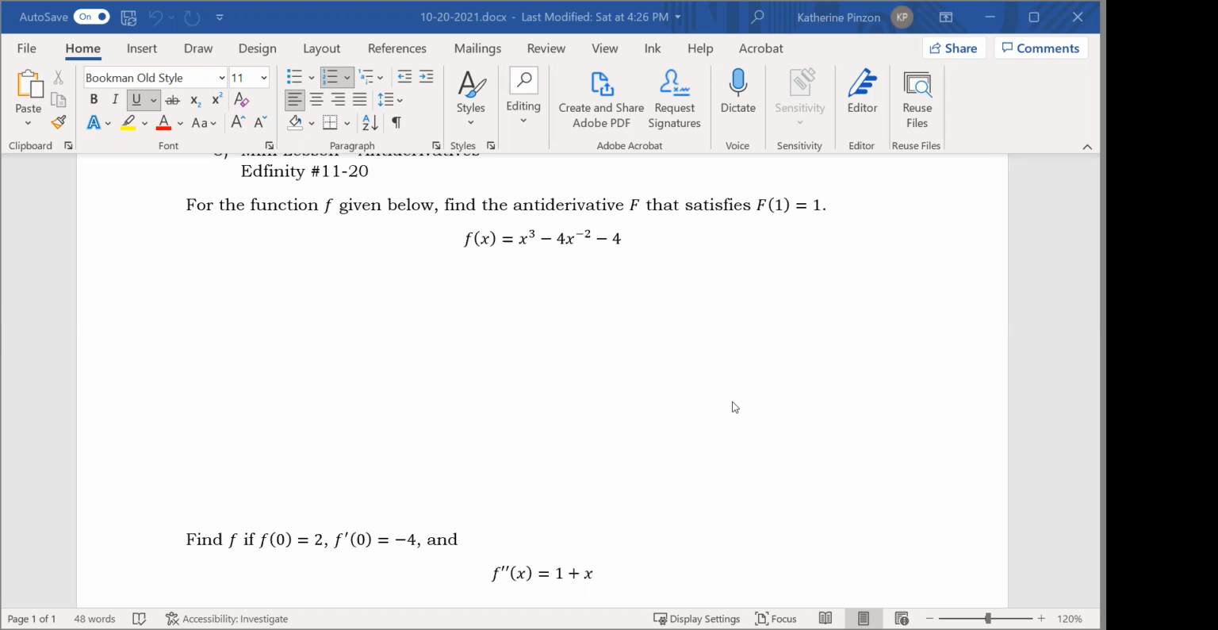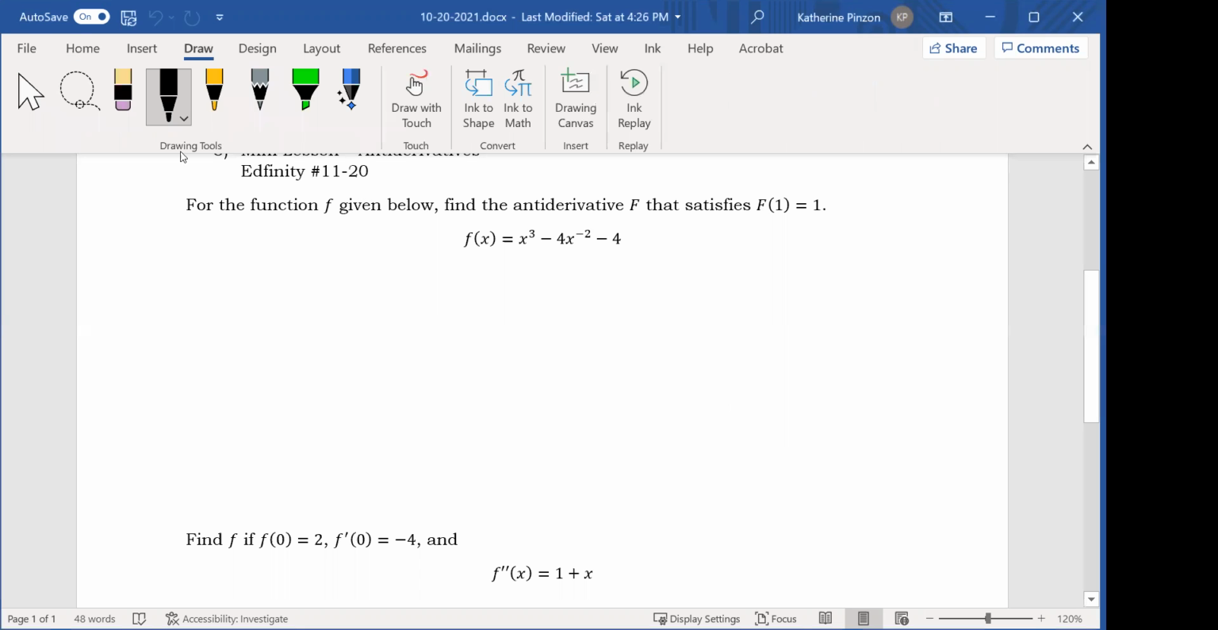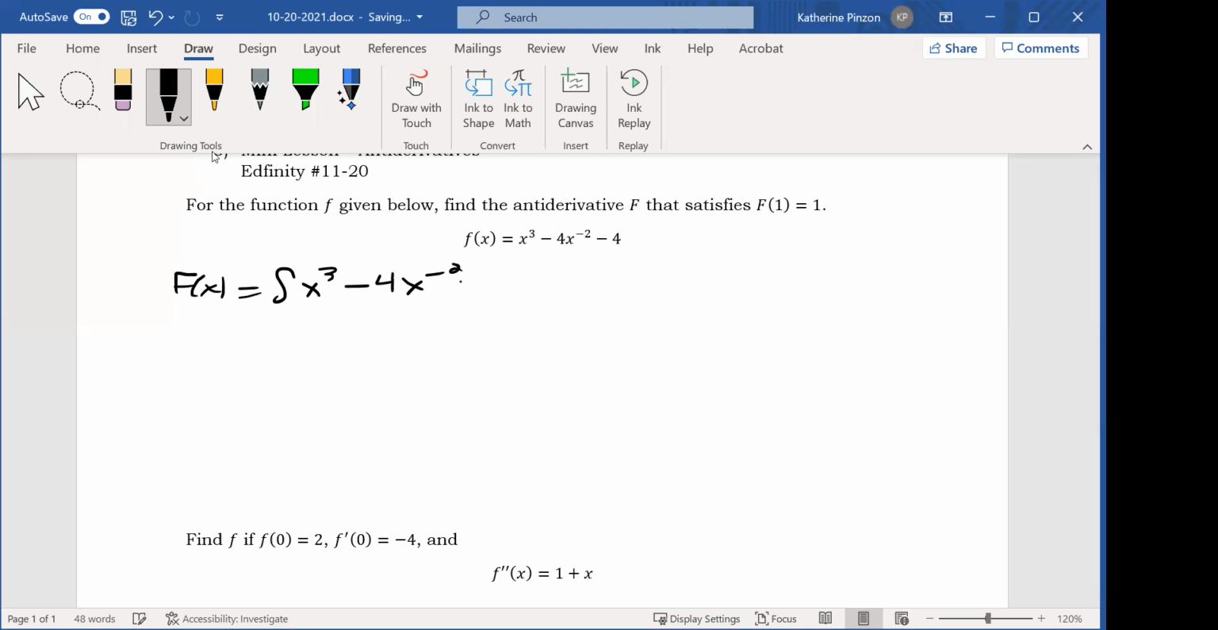So you pretend like that doesn't exist. You find the antiderivative just as you did before with the rules that we have. And then once you have an antiderivative, you look for what is c going to be given this initial condition. So we call these initial value problems. Okay, so we're going to do the antiderivative just as we did before. We're going to say f of x, capital F, is the antiderivative of this function.